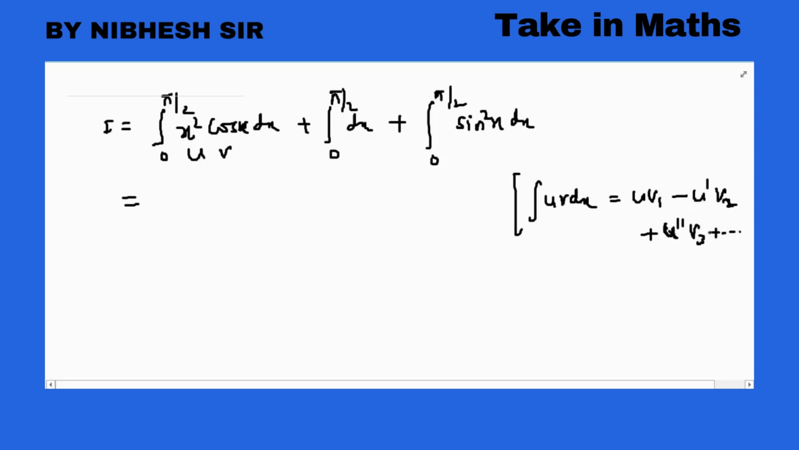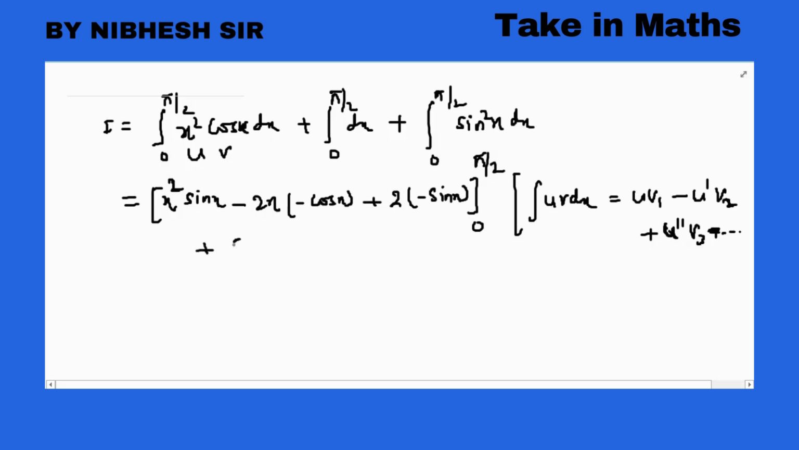Alternate sign. So here x square is u, and the integration of cos is sin x, then minus sign, derivative of x square is 2x, and integration of sin x is minus cos x, and then plus 2x, derivative of 2x is 2, and minus sign, and cos is sin x integrated. It will stop here because the derivative of 2 will be 0. So the limit is 0 to pi by 2, and the integration of dx is x, with limit 0 to pi by 2.